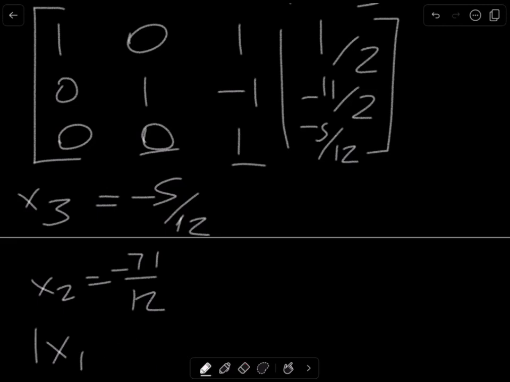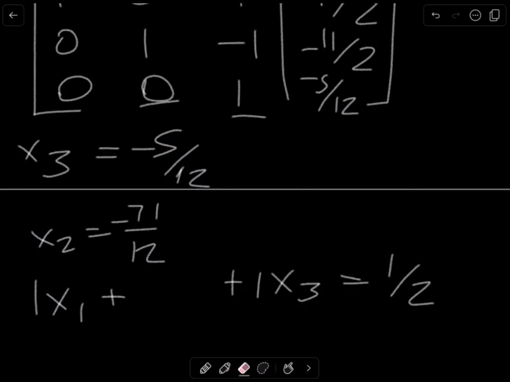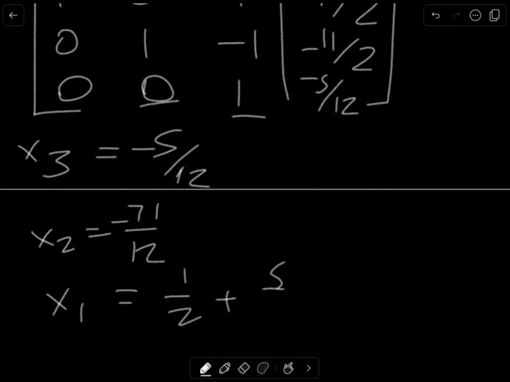It will be 1x1 plus 0x2 plus 1x3 is equal to half. The 0x2 disappears. We know what the x3 is. It's minus 5 over 12. Take that over to the other side. We're going to have x1 is equal to half plus 5 over 12, and that's equal to, let's check, 11 over 12. There we go.